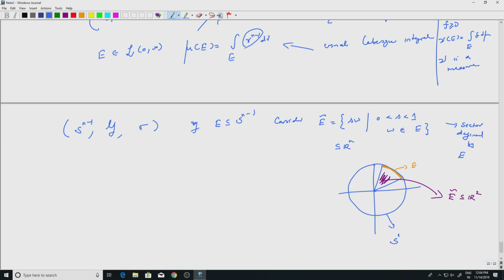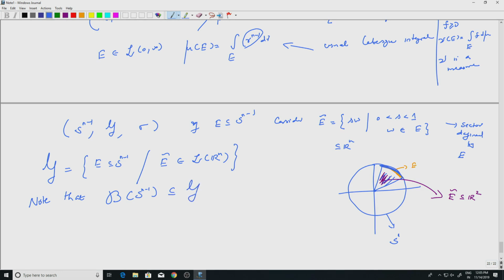Now, I want to define script G, the sigma algebra of subsets of S^{n-1}. This is all those sets E in S^{n-1} such that E tilde is a Lebesgue set in L of R^n. So, if I look at the sector and I get a Lebesgue set, then that boundary set is inside the sigma algebra we want to consider. Notice that the Borel sigma algebra of S^{n-1} is contained in G.